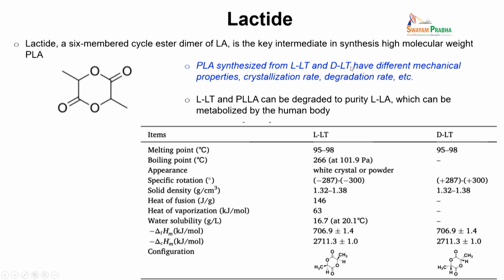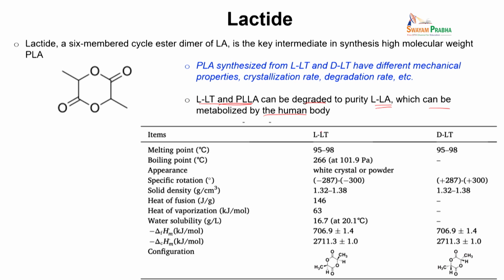When you create a polylactic acid from this L type or D type, the mechanical property can be quite different. Okay, so for example, the L type polylactic acid can be degraded to LLA, and it can also be metabolized by the human body, but not the PDLA. Okay, so it is important to have high purity LLA for producing the polylactic acid.